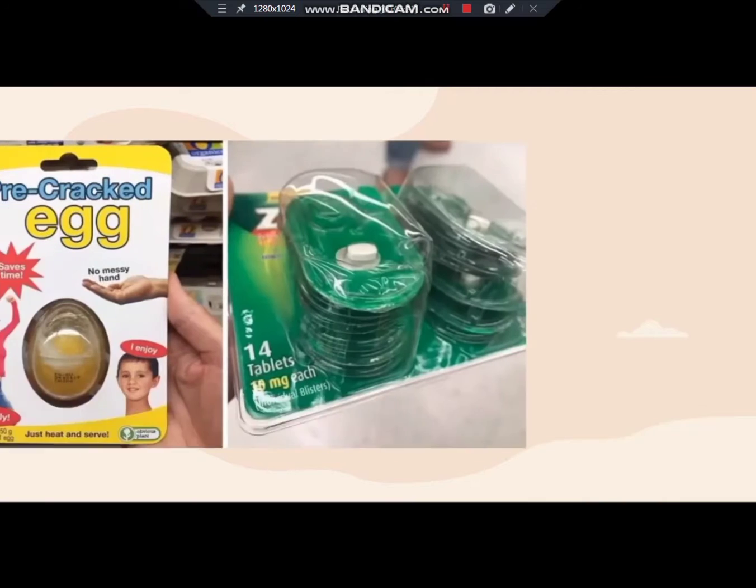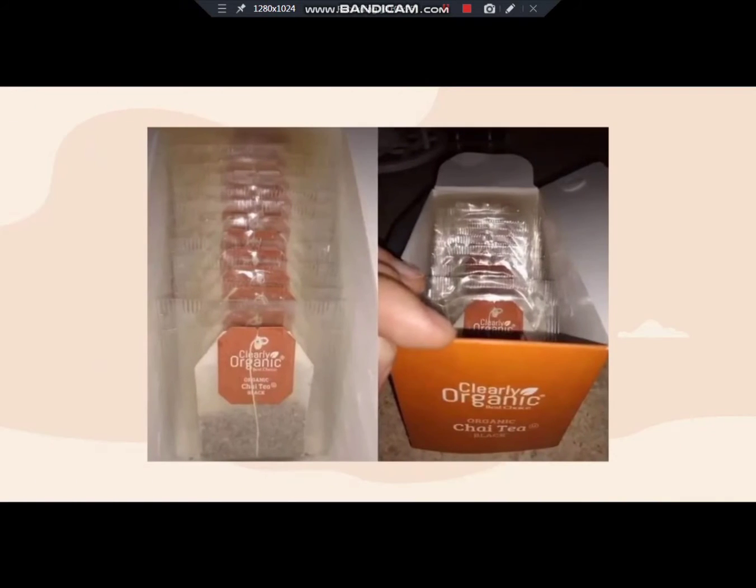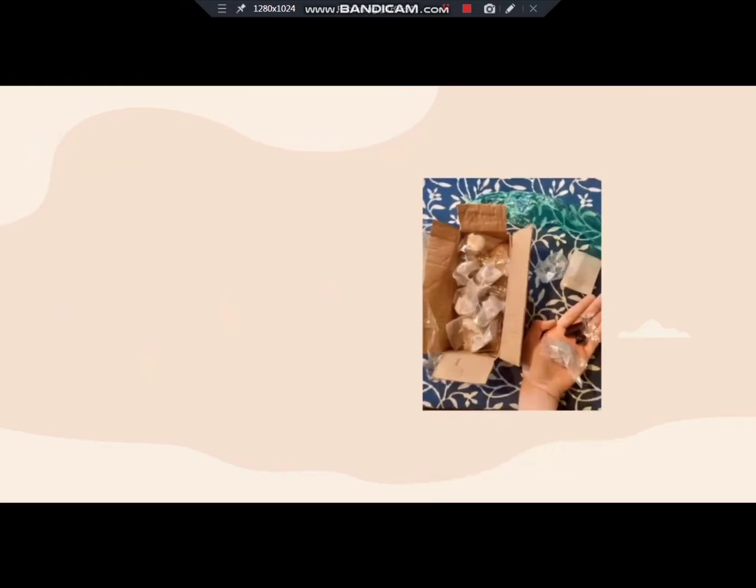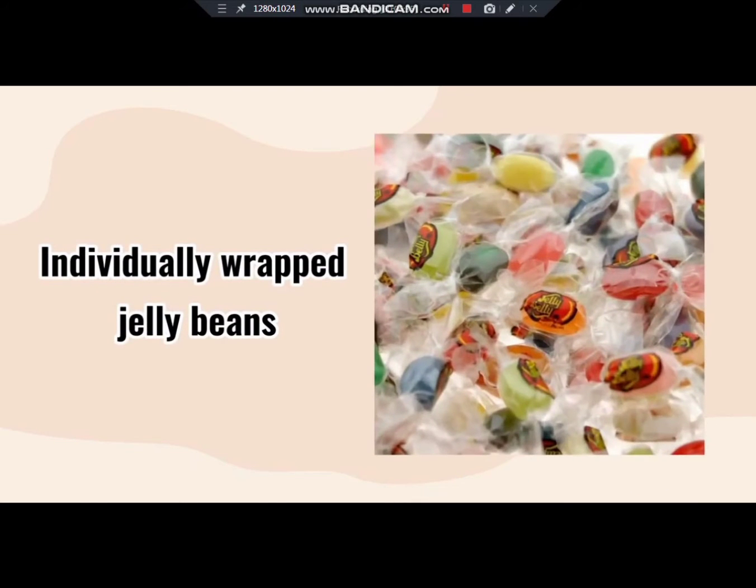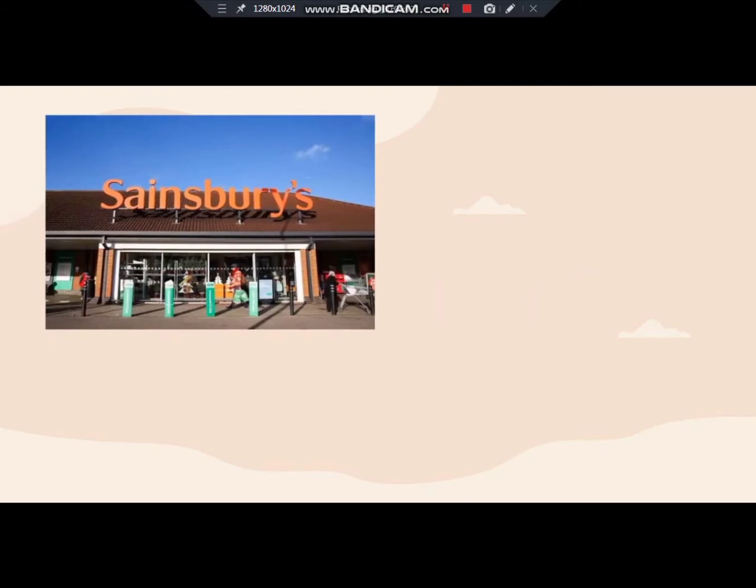In September 2010, several companies were prosecuted for using excessive packaging for their products. Examples of excessive packaging: individually wrapped cotton buds, individually wrapped screws, and individually wrapped jelly beans. There's a company that was also prosecuted for using excessive packaging, and that is Sainsbury's.